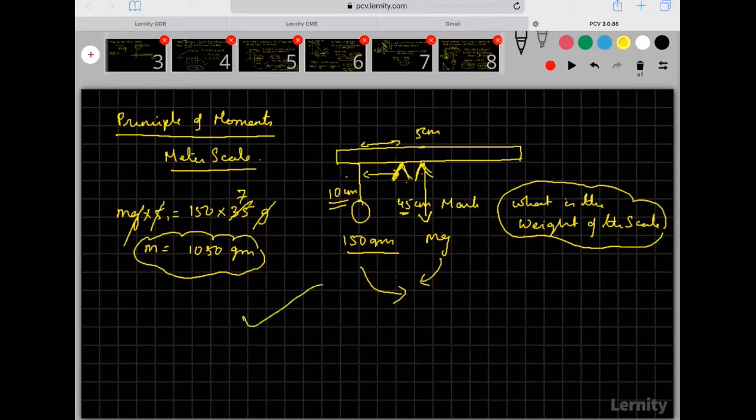This is the principle of moments. In all these questions we are applying the principle of moments. For a body to be in equilibrium, clockwise torque is equal to anti-clockwise torque. Draw a free body diagram to check what are the anti-clockwise torques and what are the clockwise torques, and then simply equate them. That gives you the answer.